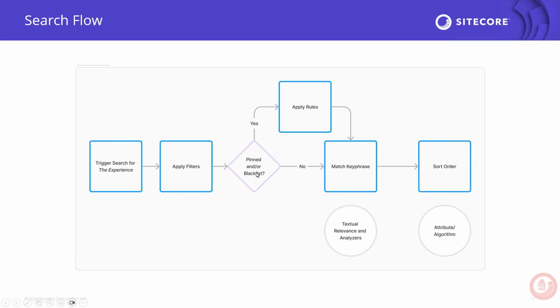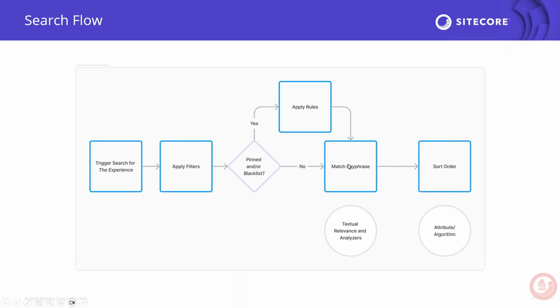We didn't really go into pinned and blacklist. This is one of the things that I was saying that we will not be able to cover, but you have the option to pin certain items on the top based on the search terms or based on the user or the locale and things, and those items will always display on top of your search results. If these rules are there, these rules get applied.